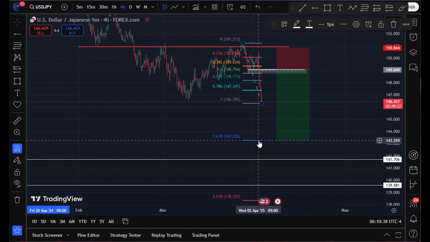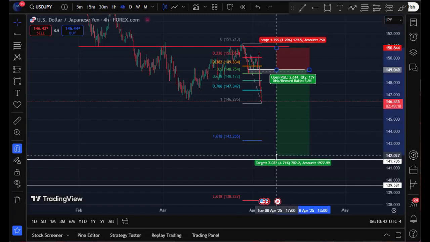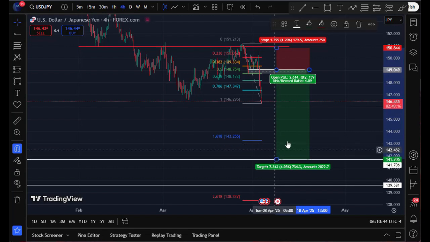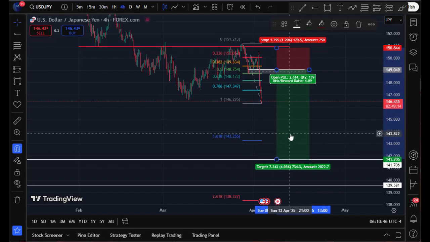As you can see, we have this 1.6 over here. This could be another take profit level for you, and this could also be another take profit level for you, depending on how you want to actually play the risk to reward.